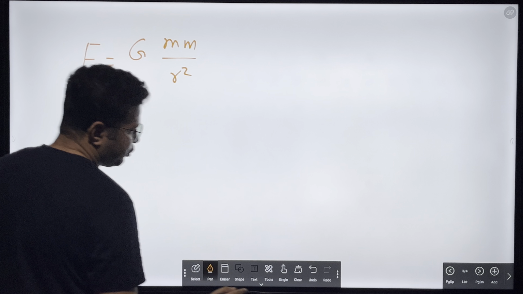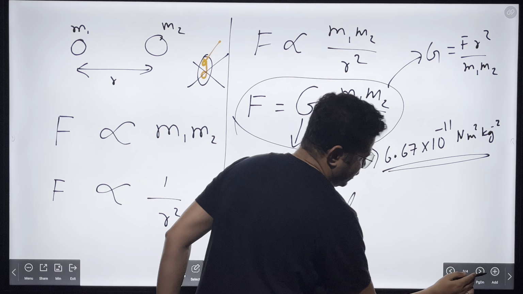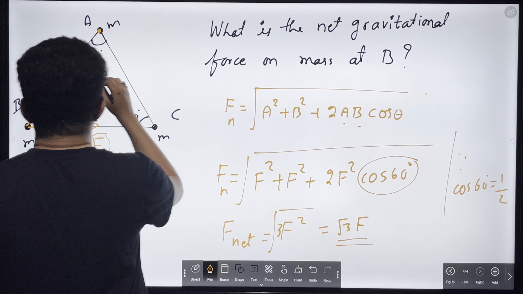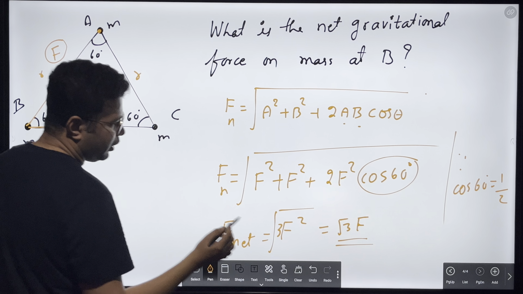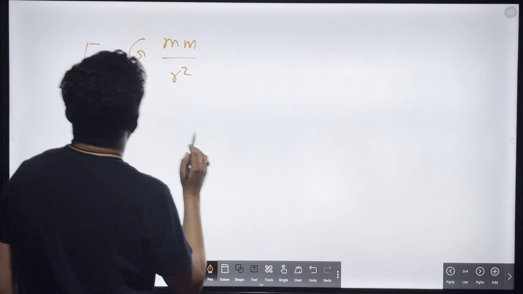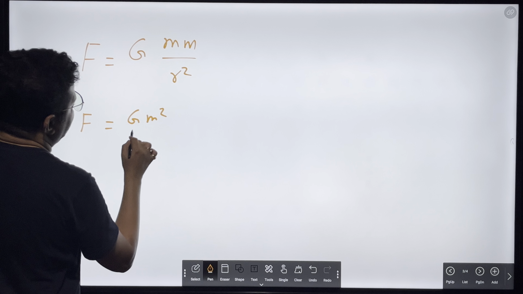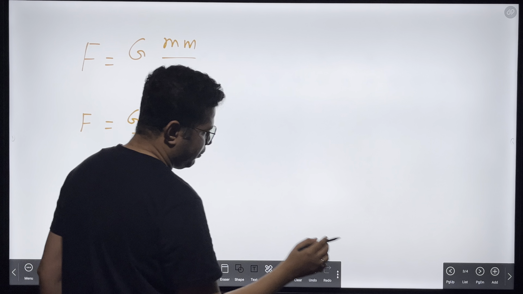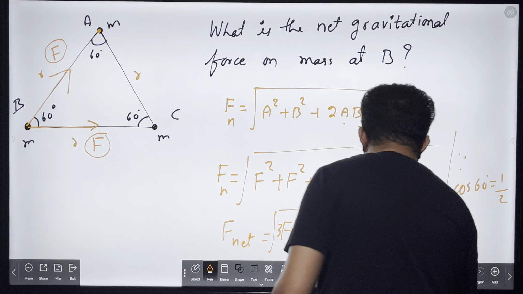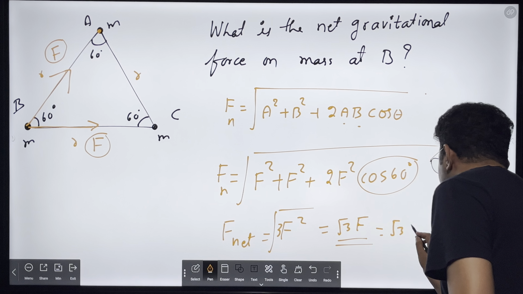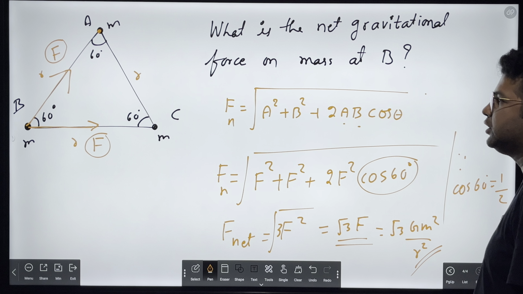Correct? If the distance between the two masses, if I take it as R, say this distance is R, this distance is R, this is also R. Correct? So then what happens? F equal to G into M square divided by R square. So therefore net force is equal to root 3 into G into M square divided by R square. So this is the net force.